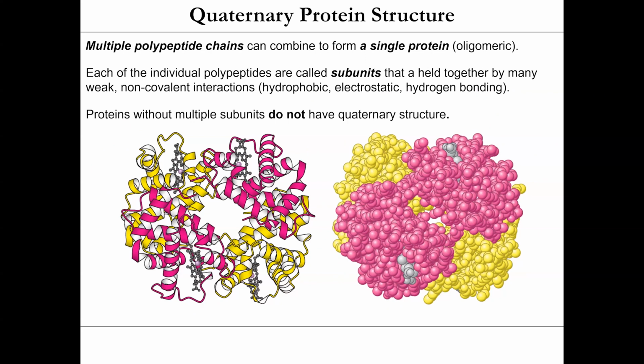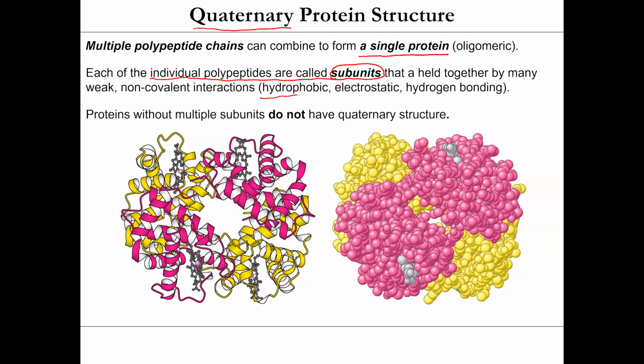All right, so now that we have a handle on tertiary protein structure, we can move on to quaternary protein structure, which is where multiple polypeptide chains that are all folded into a tertiary structure can combine to form a single functional protein. So these would be called oligomeric. So oligo means more than one, and then meric, so there's multiple what are called subunits in these proteins with quaternary structure.